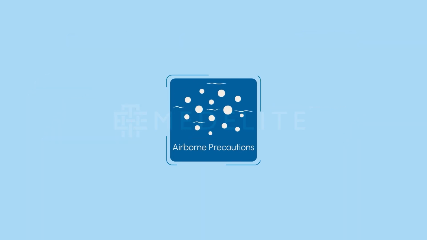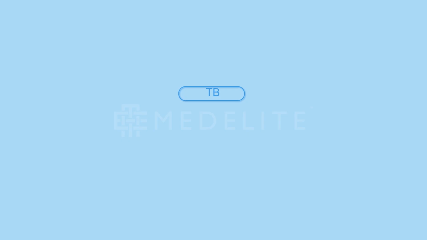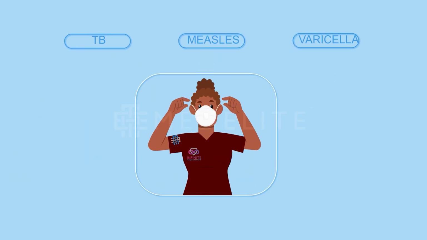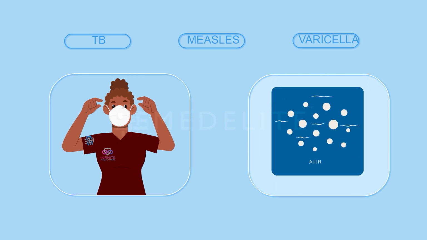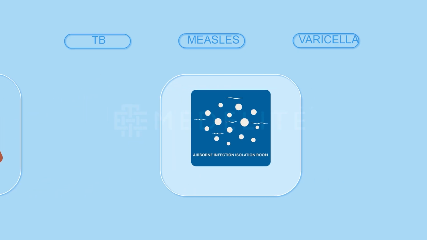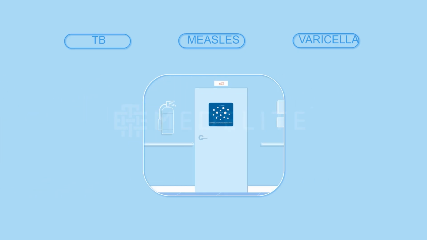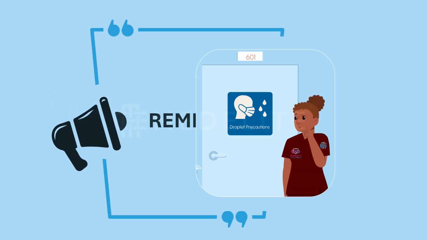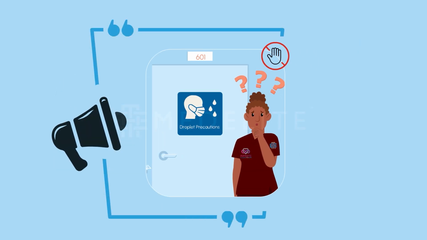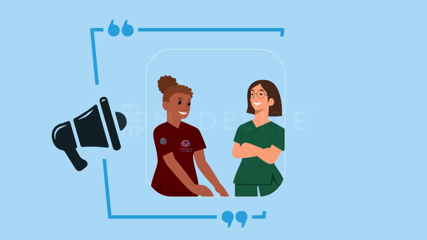Airborne precautions. For patients with TB, measles, or varicella, you are required to wear an N95 respirator and work in an AIIR, or Airborne Infection Isolation Room. You can only enter the AIIR after you've received fit testing and facility clearance. As a critical reminder, if you're unsure about a protocol, stop and consult the charge nurse or infection control officer.